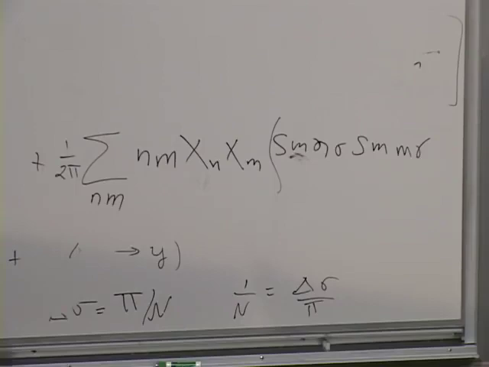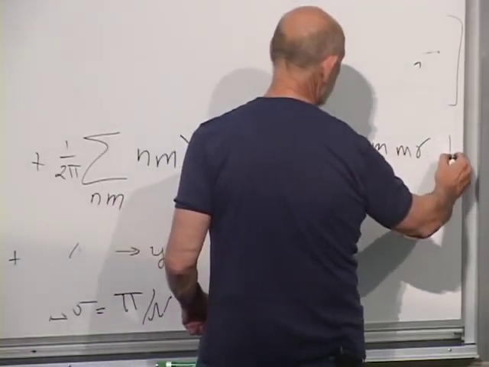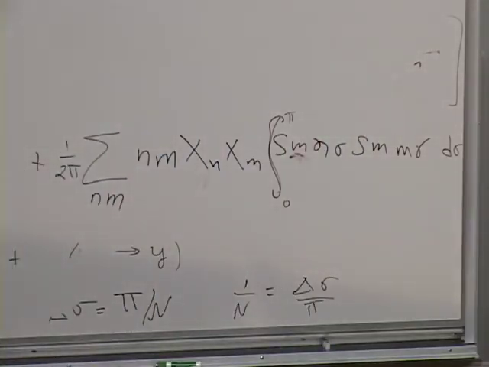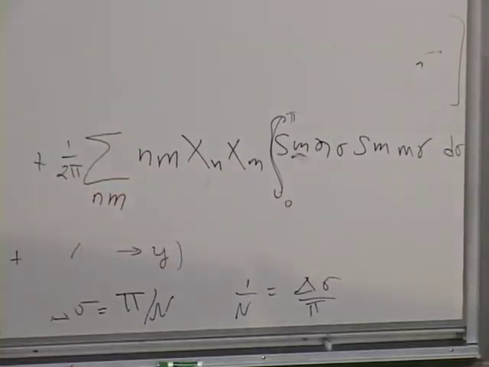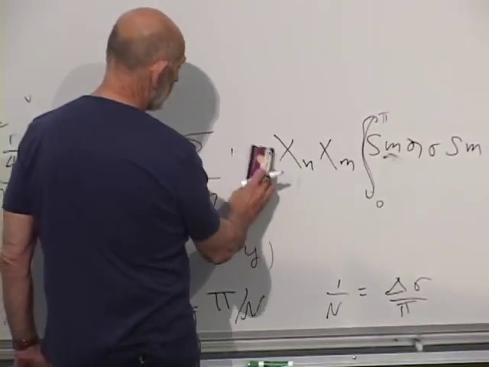Okay, what's the integral of sine n sigma times sine m sigma d sigma from 0 to pi? Same as for cosine. It's 0 unless n equals m. And if n equals m? Pi over 2. Okay, so again, this all adds up. We're constrained to set n equal to m by the integral. The integral will be 0 unless n equals m.